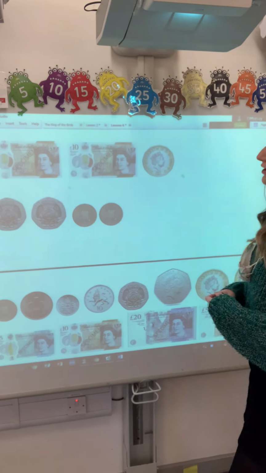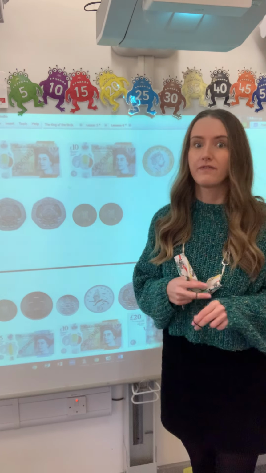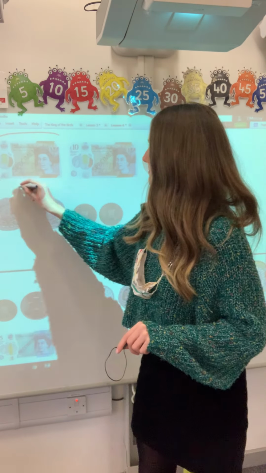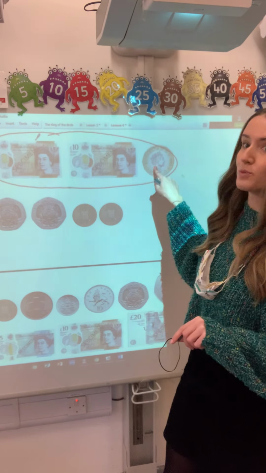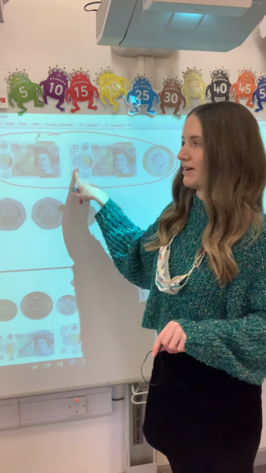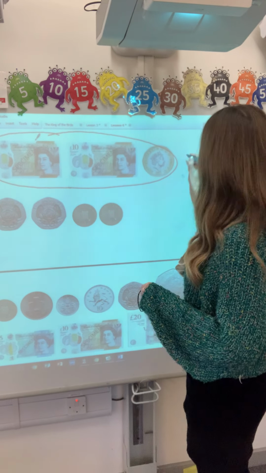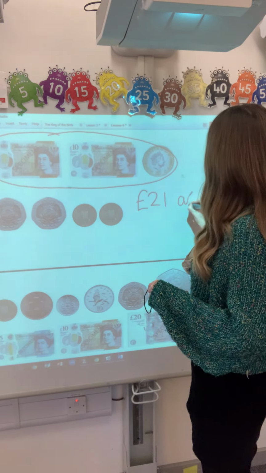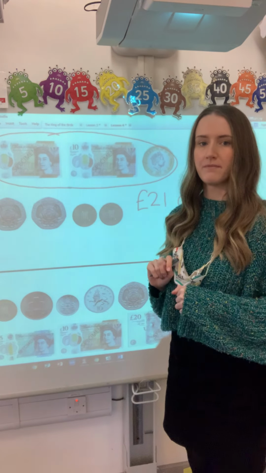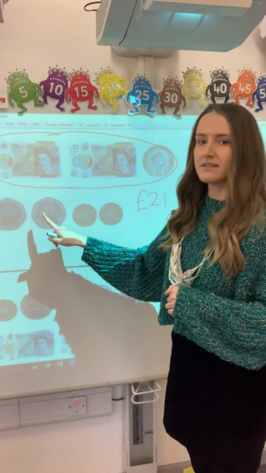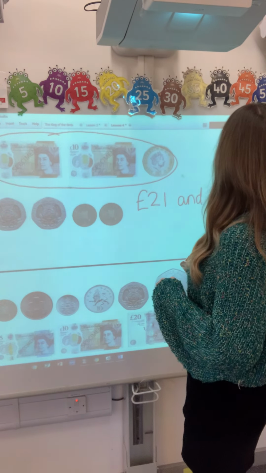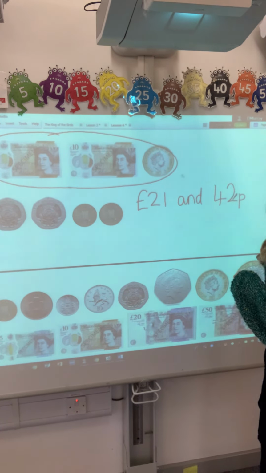Okay. Right, we've got another amount. Oh, this time we've got some bigger notes. So what's the first thing I need to do? I need to circle my pence. No, I need to circle my pounds. Okay, remember, pounds can sometimes be coins. We've got a £10 and a £10. What's 10 and 10? That's right, 20. And £1, 20, £1. And now we need to count the pence. So we've got a 20p, a 20p, a 1p and a 1p. So 10, 20, 30, 40, 41, 42, £21 and 42p.